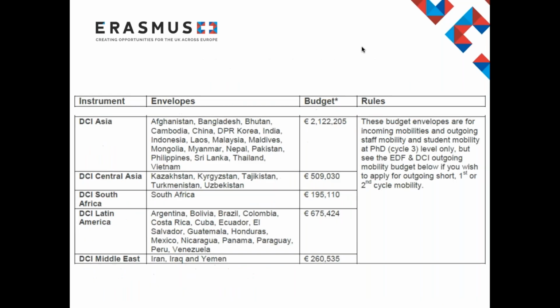The budget for these envelopes can only be used to fund incoming mobilities, outgoing staff, and students at third cycle or PhD level. The national agency do have a budget to fund outgoing short, first and second cycle mobilities in all the countries listed in the 5 envelopes above.